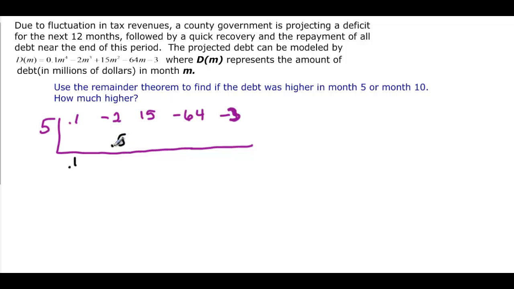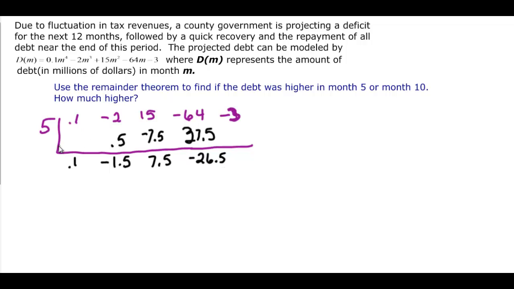I've already done all these calculations, so you can check them on your own if you want to. But negative 2 plus 0.5 is going to be negative 1.5. That one's not so bad. But negative 1.5 times 5 is going to be negative 7.5. And 15 plus negative 7.5 is going to be 7.5. 7.5 times 5 is going to give us 37.5. And if I add 37.5 to negative 64, I get a negative 26.5.